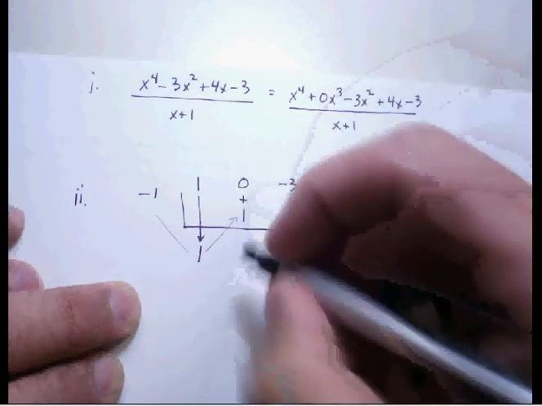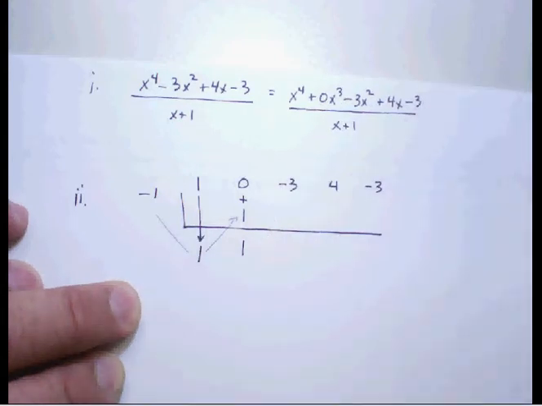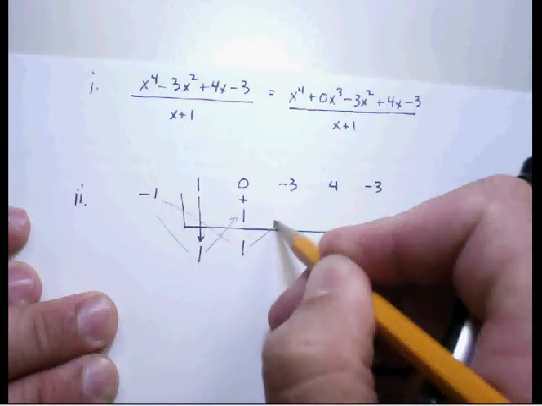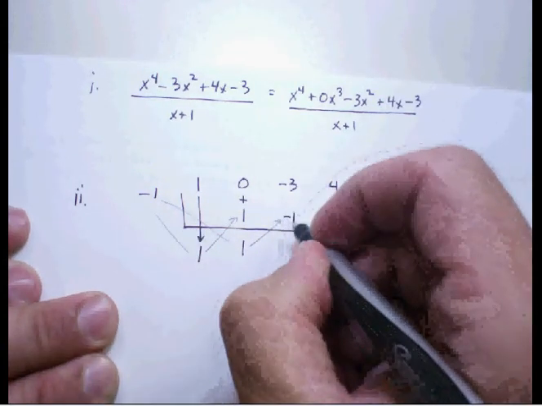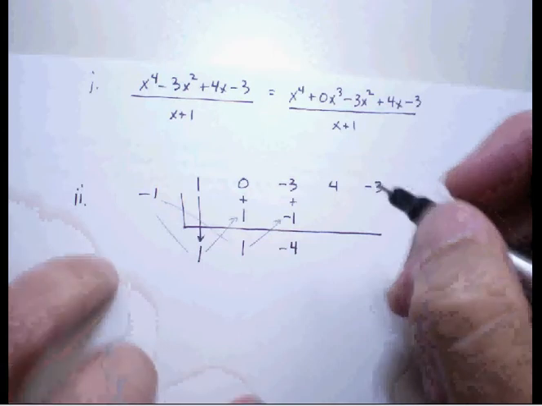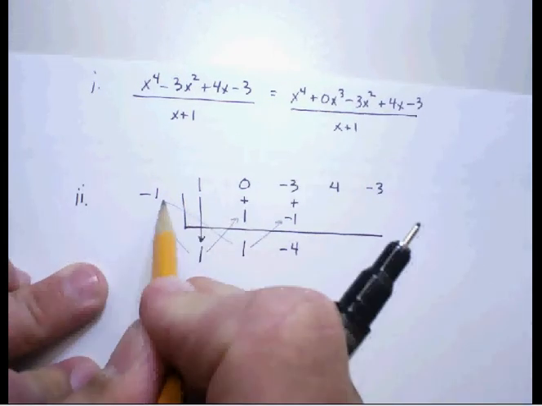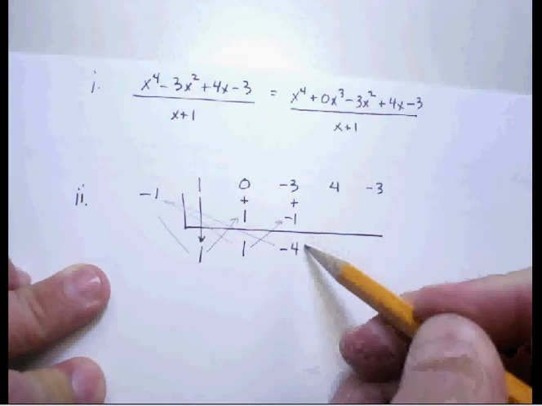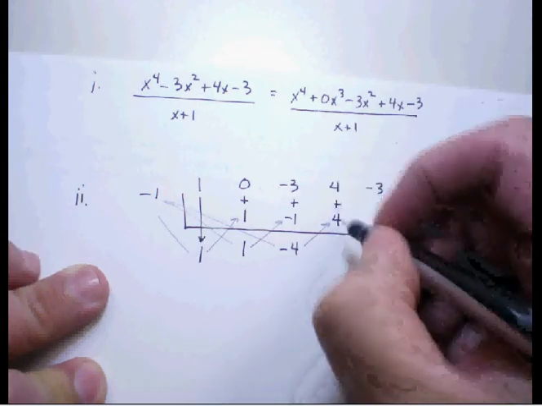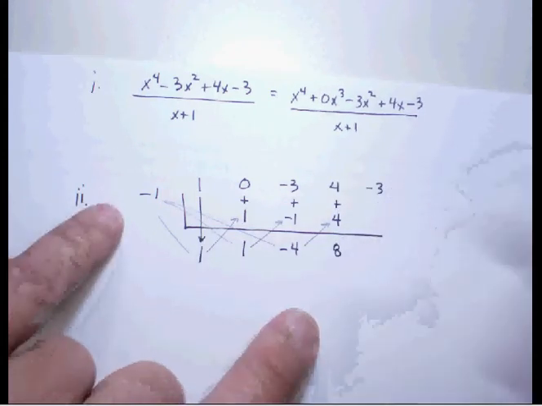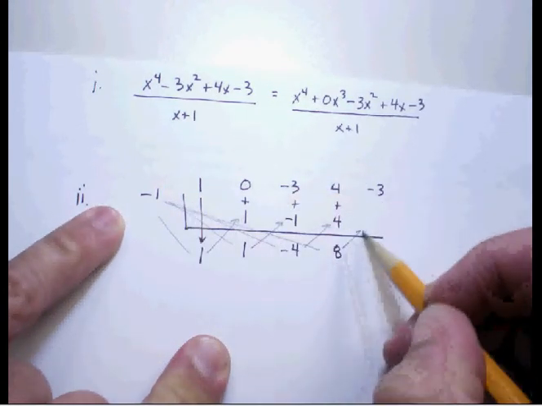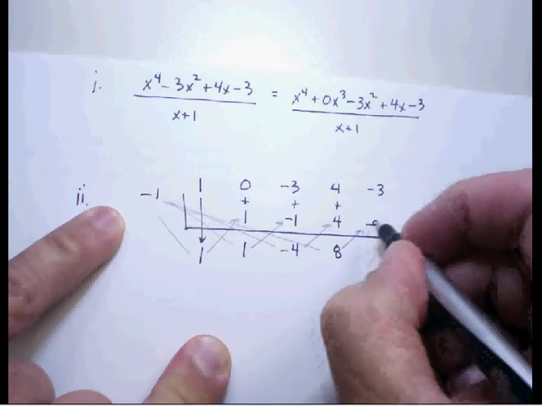Do the process over again. Negative 1 times 1, bounce it up into here, and you get negative 1. Add those two, you're going to get negative 4. Do the bounce thing again, so negative 1 times negative 4 is positive 4. Add those two, and one last time, negative 1 times 8 gives me negative 8. Add those two, and you get negative 11.